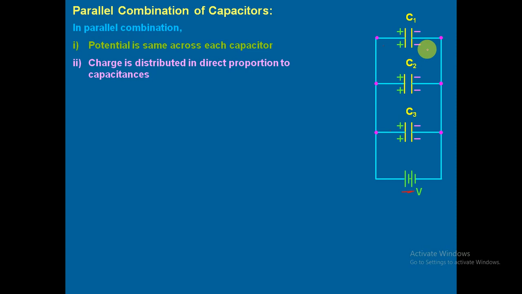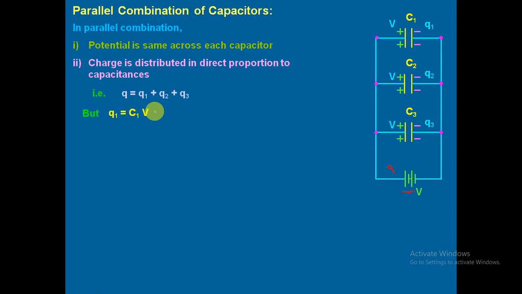C is equal to Q over V. So in direct proportion to the capacitances, the charge would be distributed. So potential is the same, charges are Q1, Q2, Q3, but the total charge, again, the battery is giving the charge Q to this combination. So Q would be equal to Q1 plus Q2 plus Q3, because the charge given by the battery is going to get distributed on these 3 capacitors. So Q is equal to Q1 plus Q2 plus Q3.